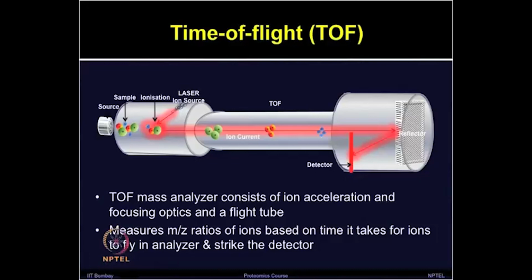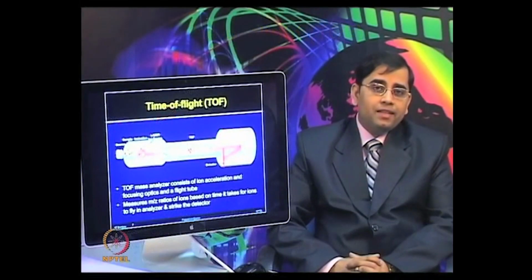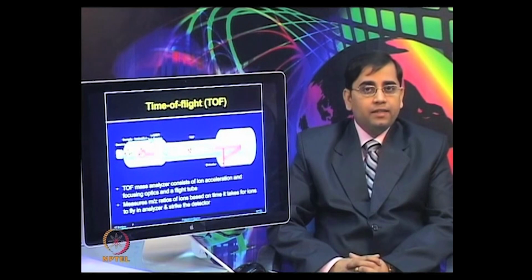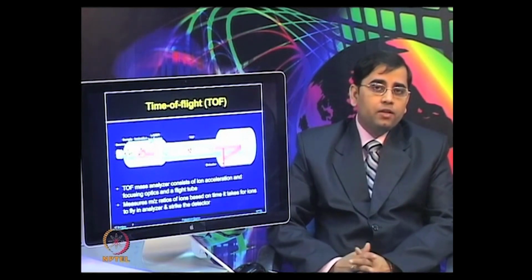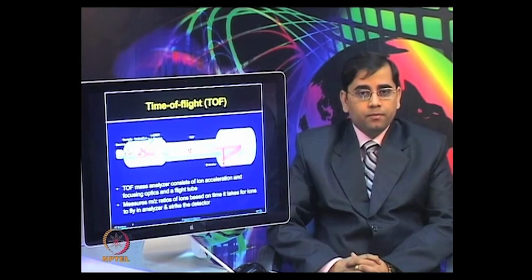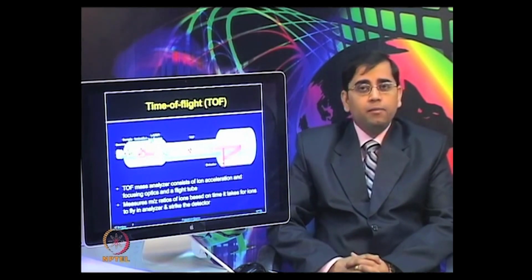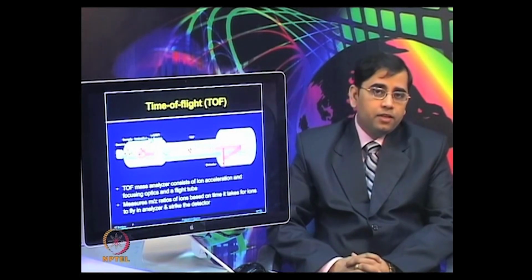So, this time of flight tube measures the mass to charge ratio of ions based on the time it takes for ions to fly in the analyzer and strike the detector. Now, the mass is exponentially proportional to the flight time, how much time it takes to travel in the time of flight tube. So, ions of the lower masses are accelerated to higher velocities. Now, time of flight tubes often outperform scanning mass analyzers in sensitivity and scan speed.